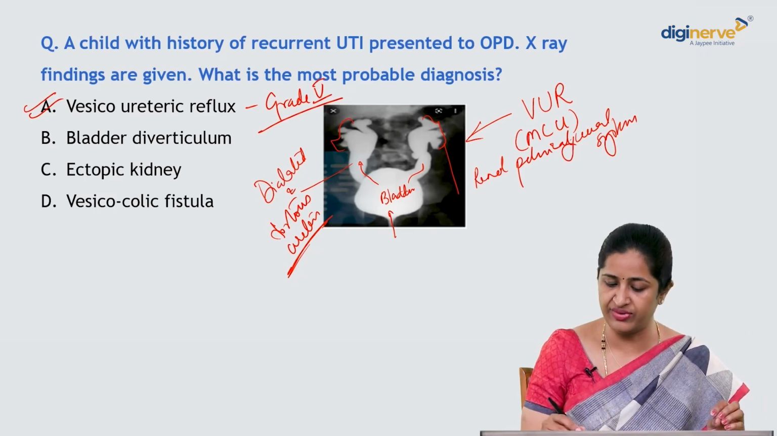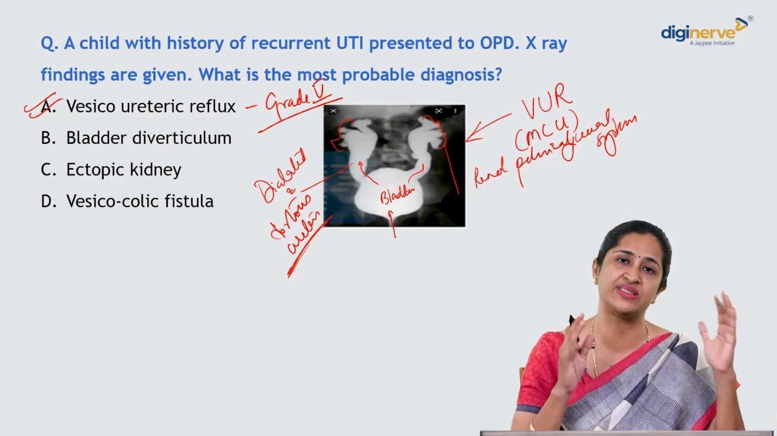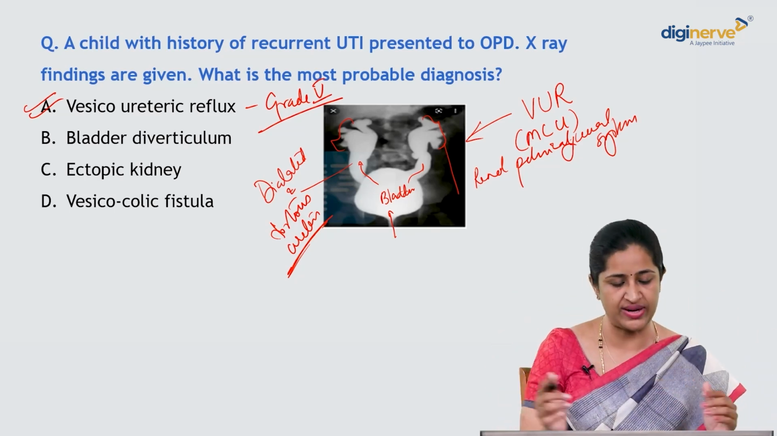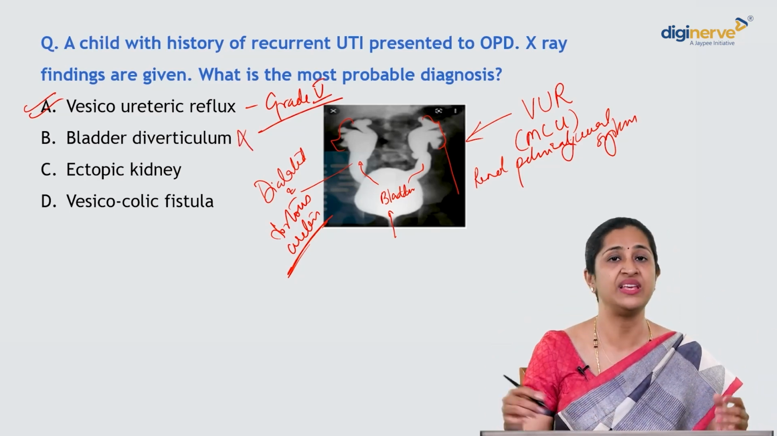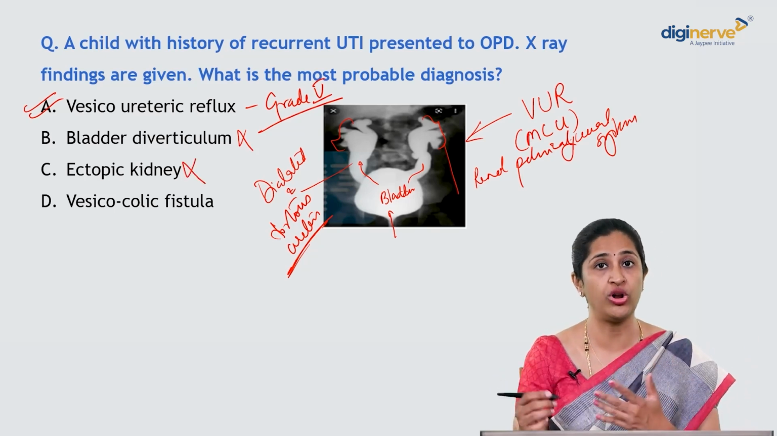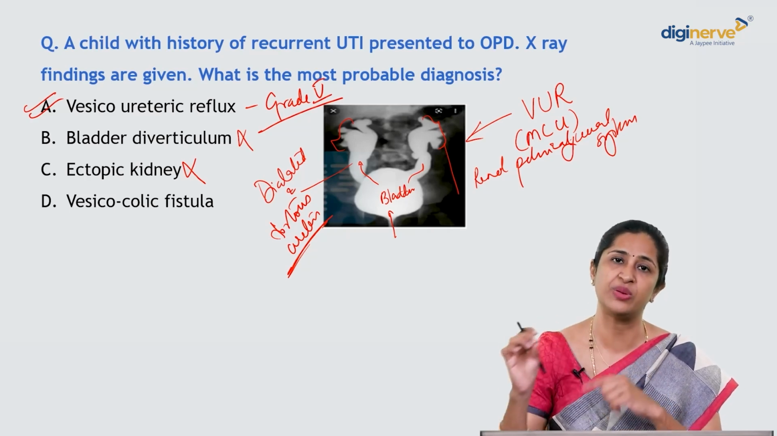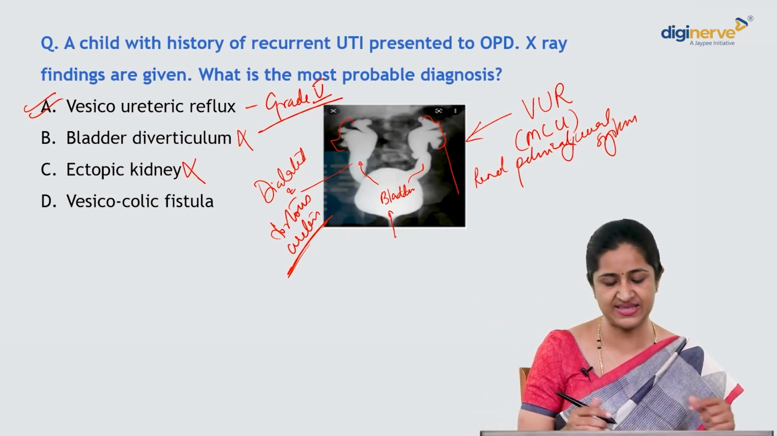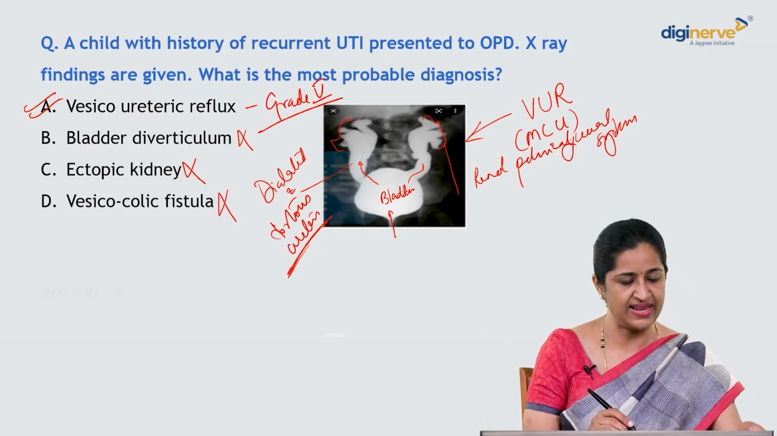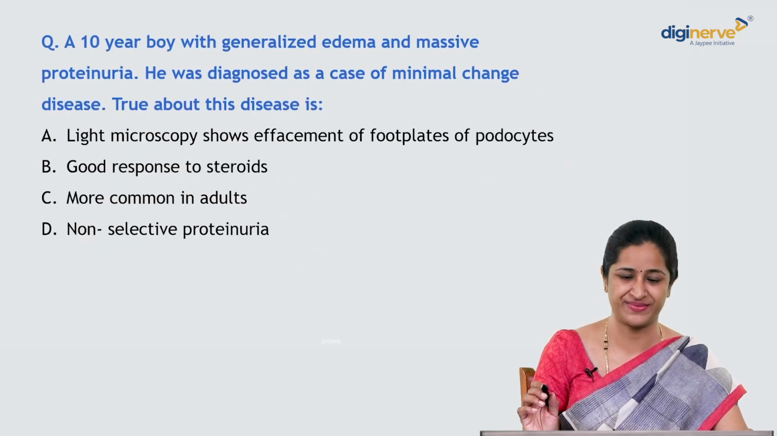Bladder diverticulum will not have vesico-ureteric reflux. In bladder diverticulum, there is no way that the dye should enter into the ureter. Ectopic kidney, you should see the ectopic kidney, kidneys are normal in place. Vesicocolic fistulas should show that the dye is entering into the part of the colon and should be seen in the intestine. That is not seen. Hence, the correct answer is A, grade 5 vesico-ureteric reflux.